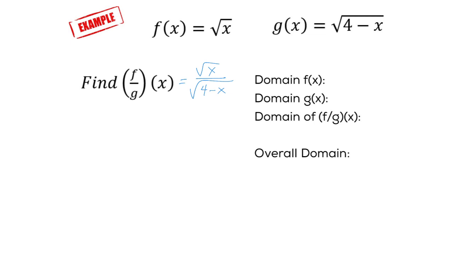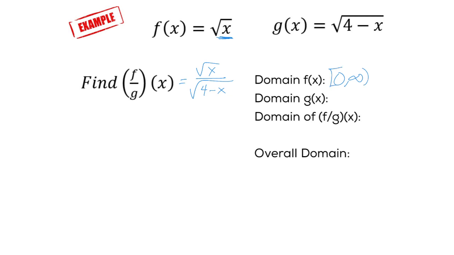So the domain of f of x. I do have a restriction. I cannot let x be negative. So that means x has to be positive or 0. 0 is okay. So then I'm going to have 0 to infinity with a bracket on my 0.